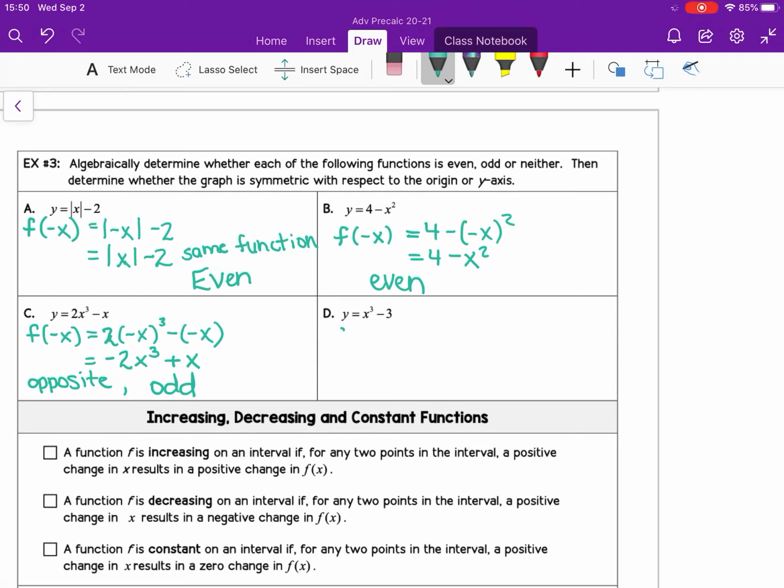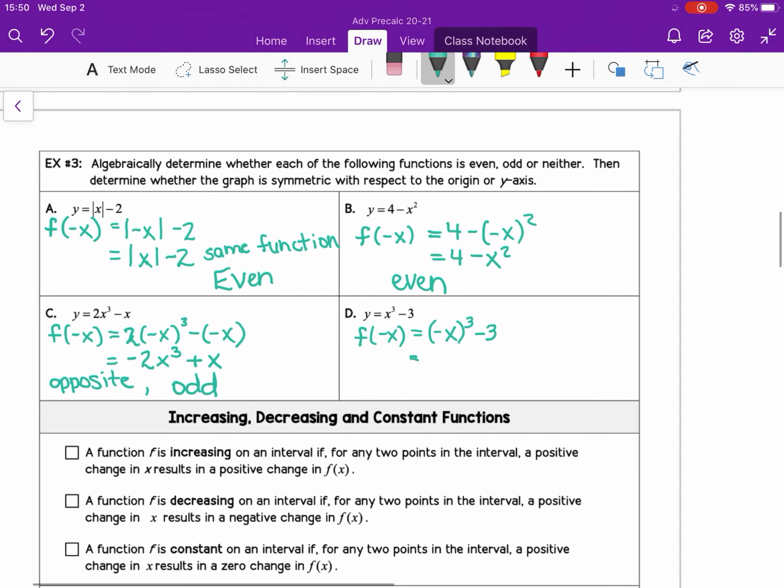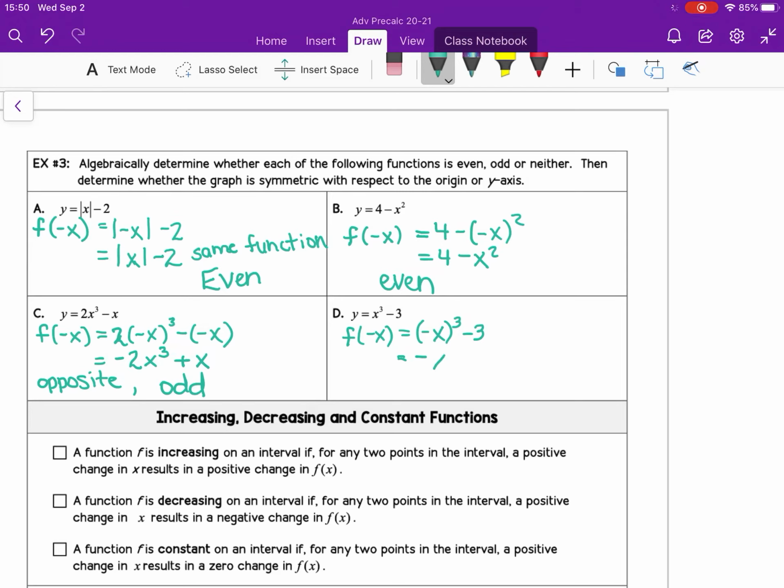And our last one, again, try negative x. We just talked about negative x cubed being the same as a negative on the outside of x cubed. But this sign does not change. One sign changed, but the other did not. So that is neither, because it has to be all or nothing. If it is not all or nothing, it is neither.